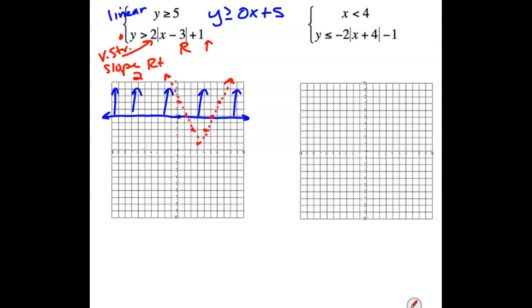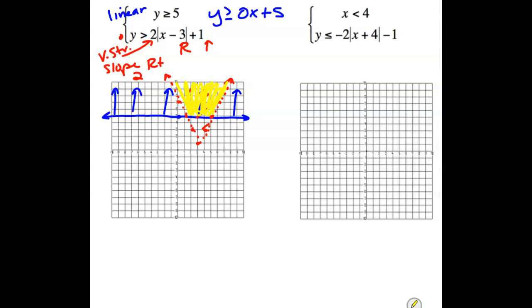And we want y to be greater than that. So we are shading inside the red absolute value V, and we want to be above the blue. So we are looking at this part right in here. Okay, above blue but inside the red part.